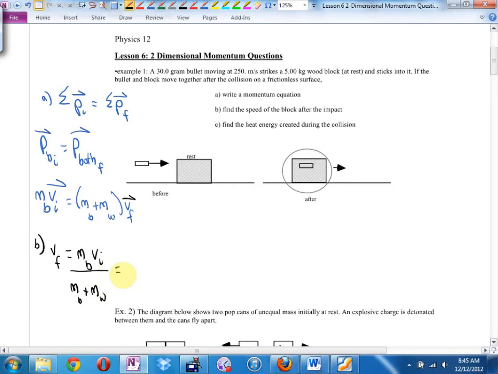If I plug in numbers, I'm going to get mass of the bullet 0.03, its initial speed 250, divided by 5.03. Are you okay? I added 5 and 0.03 in my head on the bottom there. How fast will this move off? 1.49. Even? 1.491.